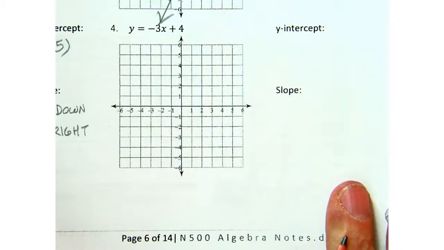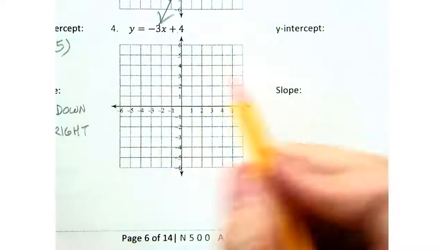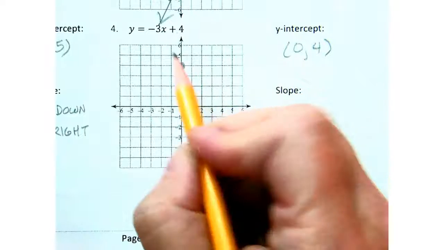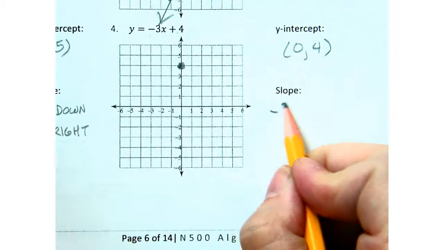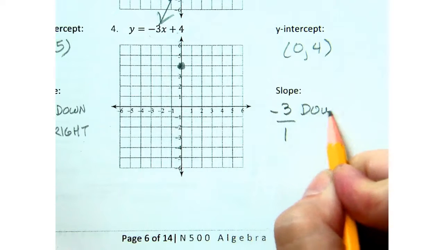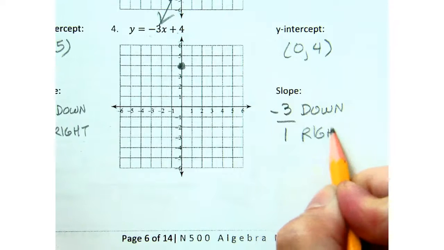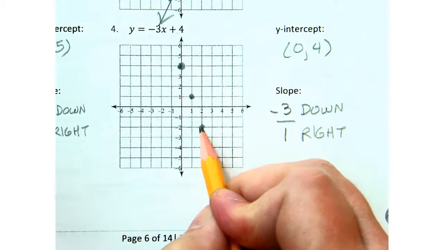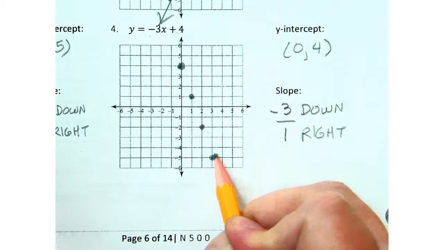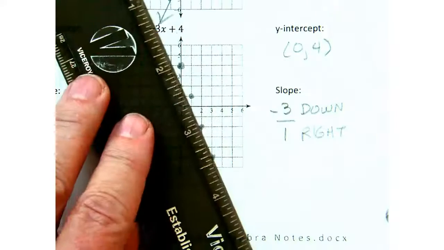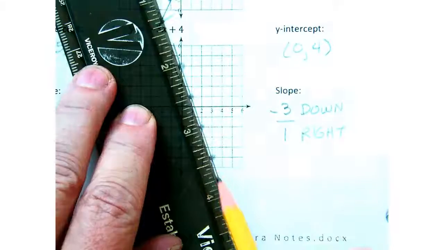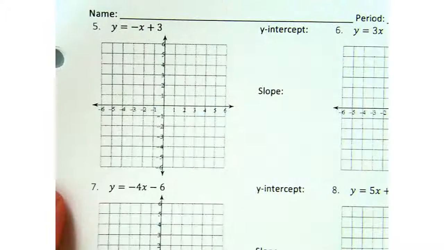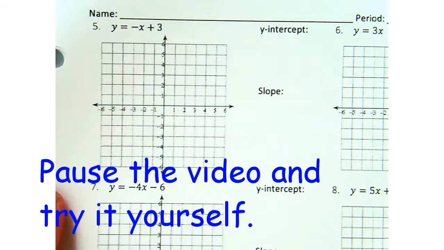Now that you have tried it, check your work. The y-intercept is +4 for 0, 4. Begin at the y-intercept. The slope is -3, so put this over 1 for down 3, right 1. Down 3, right 1. Use a ruler to draw your line. Once again, a negative slope gives a line that goes down and to the right. Pause the video and try example 5 yourself.